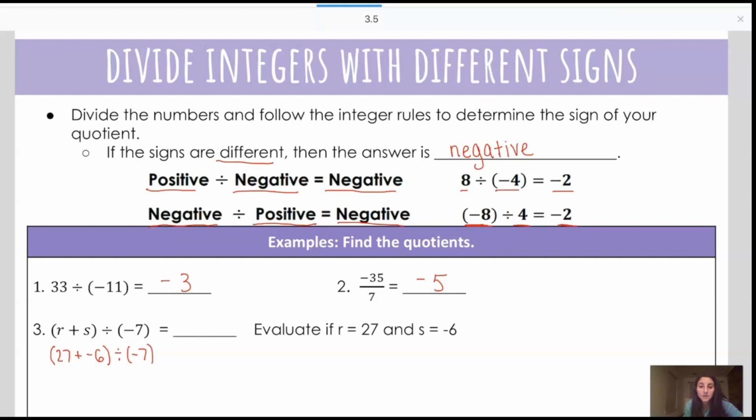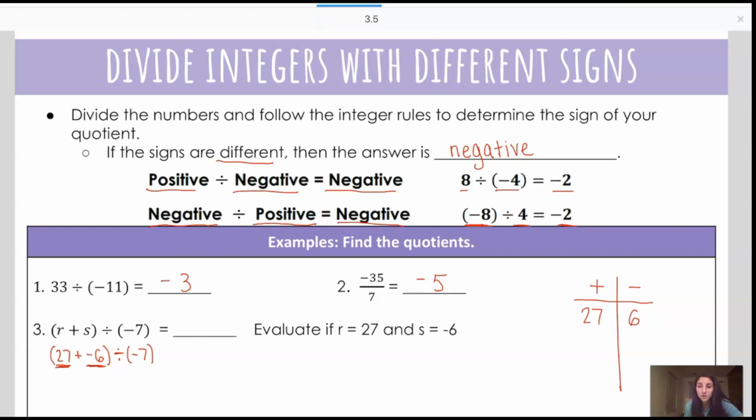Order of operations says we have to do what's in parentheses first. So I have to do 27 plus negative 6 before I can divide by negative 7. So we have a positive 27 and a negative 6. So the signs are different. If you like to think about the teams, we have a positive team and a negative team. There's 27 positives and only 6 negatives. So which team is winning? The positives. So our answer is going to be positive.